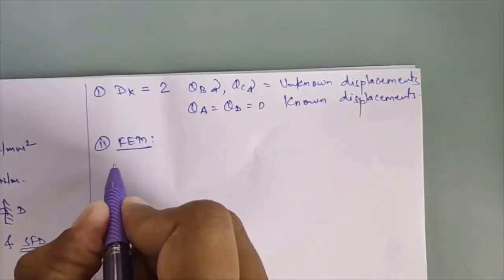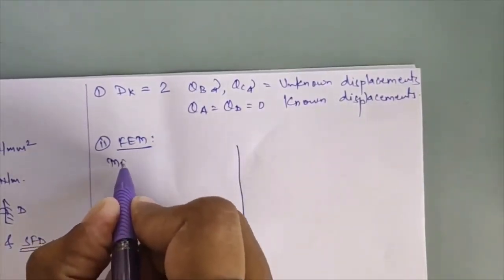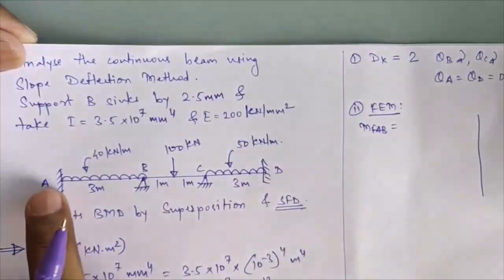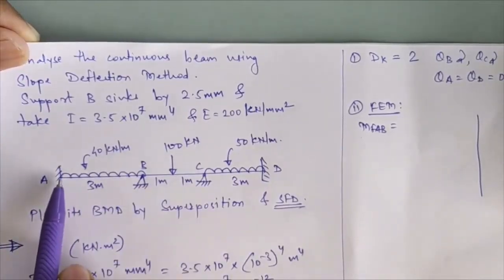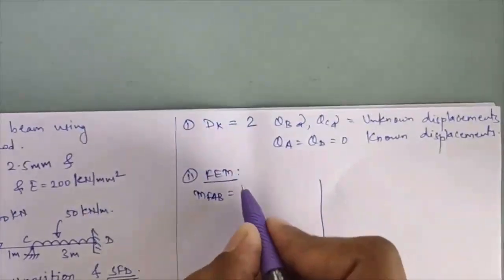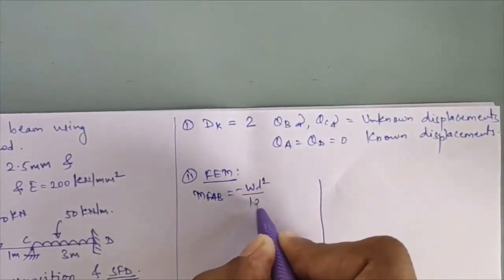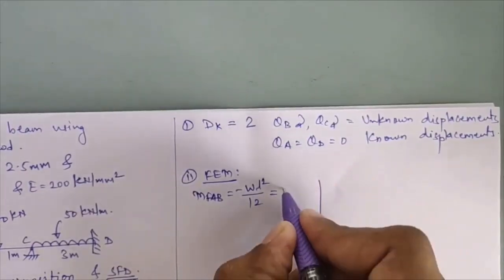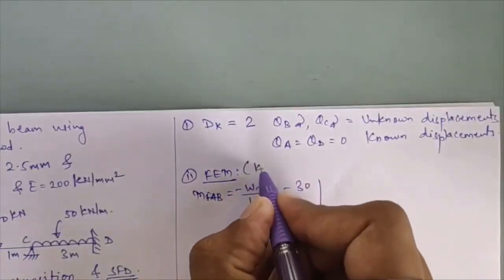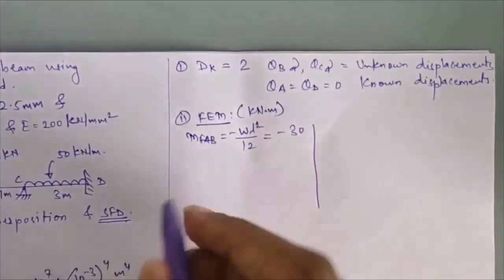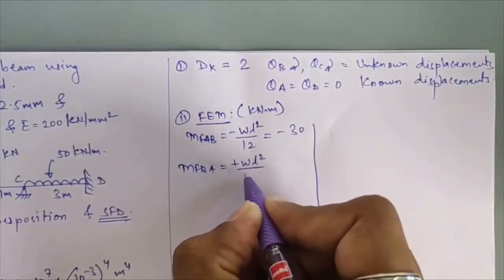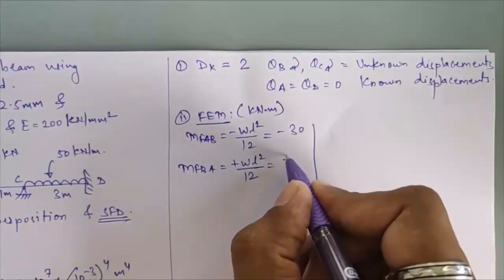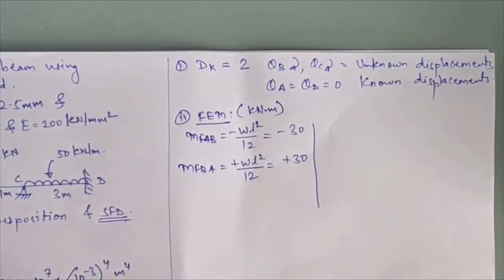Okay, so first fixed moment, that is MFAB. Initially what we do, we consider all joints as fixed joints, fixing joint B and C also. Fixed moment in span AB loaded completely with UDL comes equal to minus WL square divided by 12. If you calculate this value, that comes equal to minus 30. All these values are in kilonewton meter. Okay, next fixed moment I'll see MFBA. That will be plus WL square by 12, since the restoring moment will be clockwise in nature. If you calculate that, that will come plus 30.